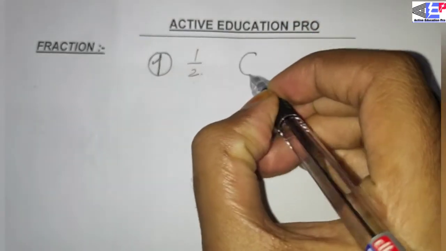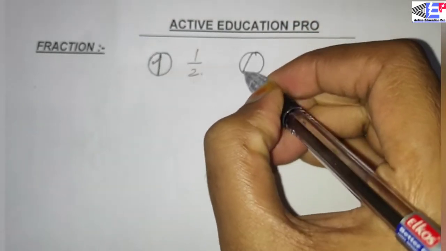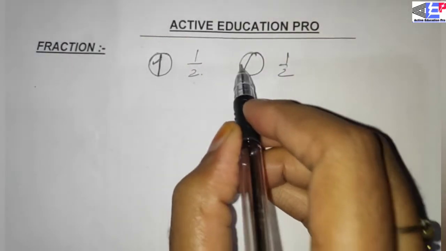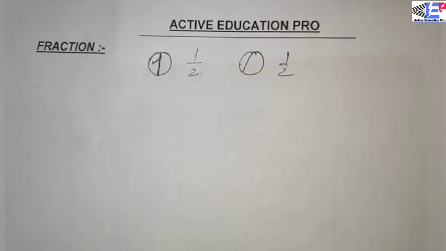But if you divide this cake like this, it is not 1 by 2 because these two parts are not equal. So this is a fraction. Fraction means a part of a whole.